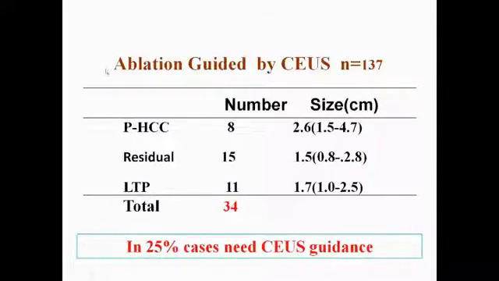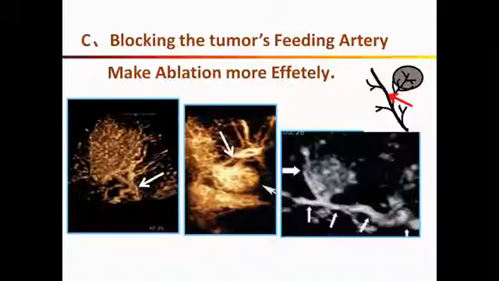By the data, the ablation guidance by contrast ultrasound is about 25 cases. It's needed for contrast ultrasound guidance, including the small HCC, sometimes in the iso-echo, or the residual tissue, or the local tumor progression areas. It's very important to use contrast ultrasound.